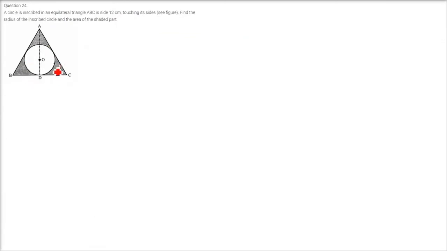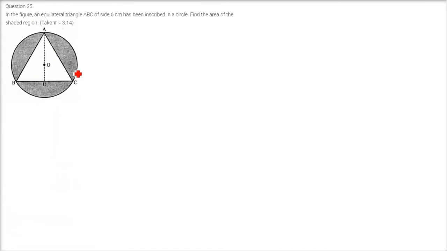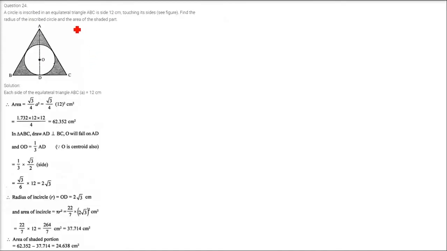A circle is inscribed in an equilateral triangle ABC of side 12 centimeters, touching its sides. Find the radius of the inscribed circle and the area of the shaded part. So here we have to do what? First of all, we have to find the area of the equilateral triangle, and then we have to subtract the area of the circle.